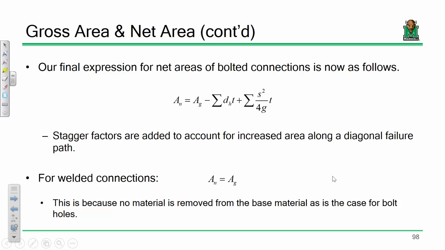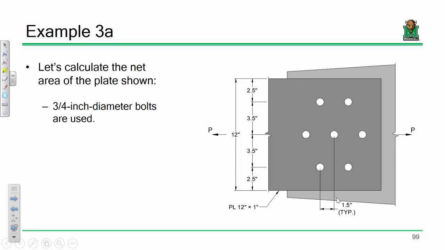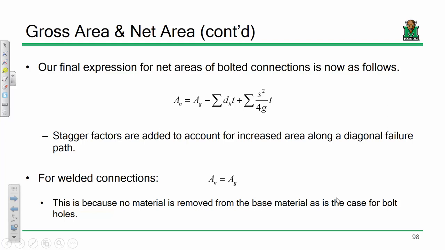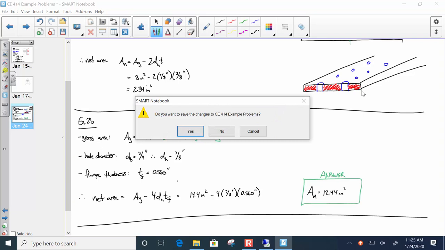Does that sound good? That's what we're going to do on Monday. That right there. We are going to assess a staggered connection. We're going to look at this connection here, which is a plate. Then we're going to look at an angle. Okay. After that, we'll get into shear lag and actually start getting some capacity. Whew. Sound good? Digest that. We'll tackle staggered connections on Monday. That's all I got, everybody.